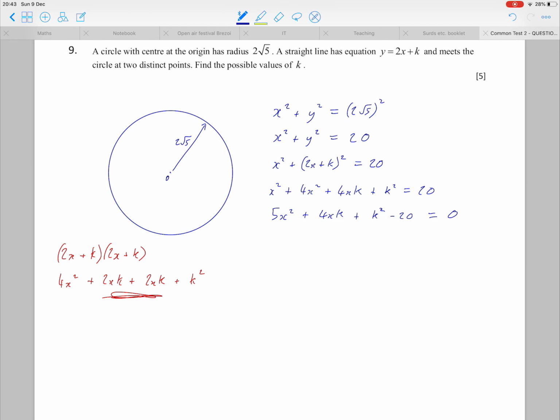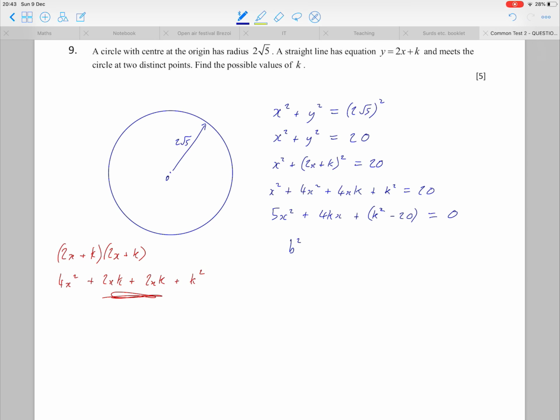Now we need to find the values of k for which the straight line meets the circle at two distinct points. Now this is quadratic in x. We've got 5x squared, we've got 4k lots of x. And we have this constant here. Let's just tidy that up a little bit. In fact, I'm going to write, instead of xk here, I'm going to write that as 4k times x. So we have a quadratic equation in x, and we want it to have two distinct solutions.